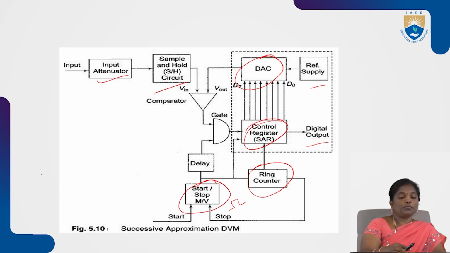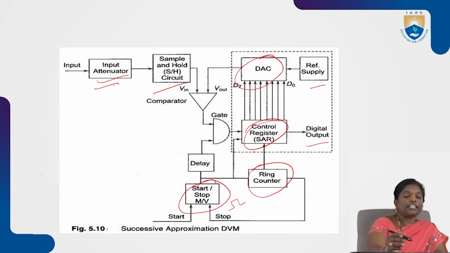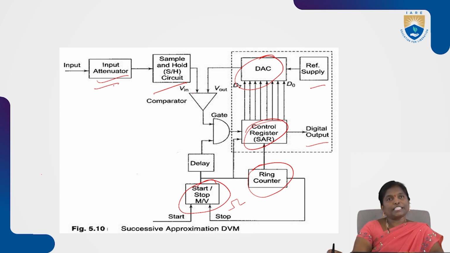Next, coming to the input attenuator. This input attenuator is mainly used to attenuate the unwanted signal. Whenever we transmit a signal, the input signal consists of some noise and some disturbance. That noise can be avoided with the help of the input attenuator. Only the required amount of input signal will be transmitted to the next stage. That is the purpose of the input attenuator.